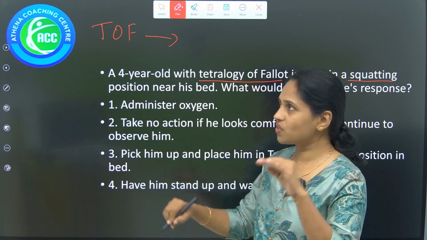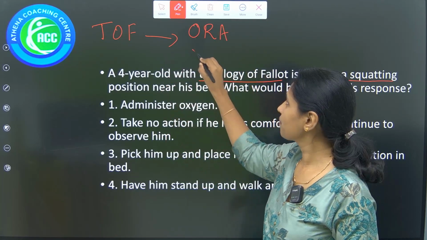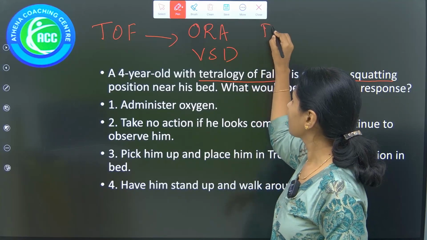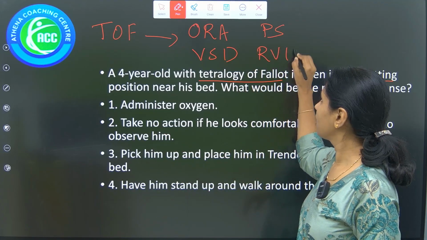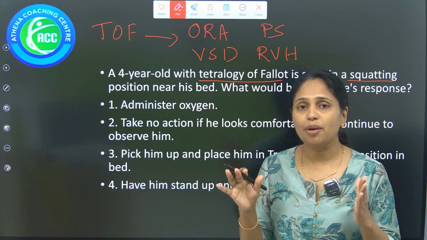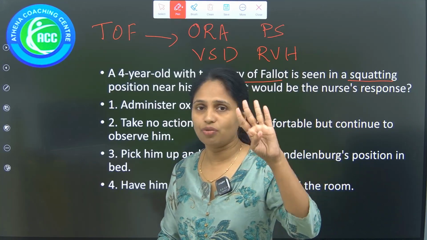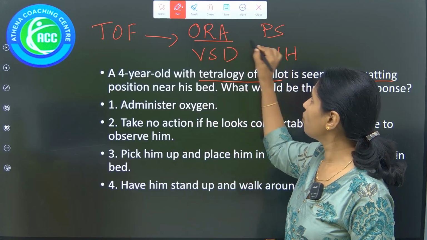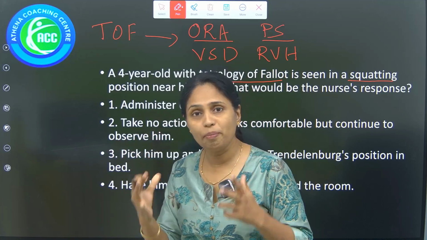Tetralogy of Fallot consists of overriding of aorta, ventricular septal defect, pulmonary stenosis, and right ventricular hypertrophy. So what happens here? There are 4 conditions, right? The basic important things are overriding of aorta and pulmonary stenosis. These are the 2 main important things.